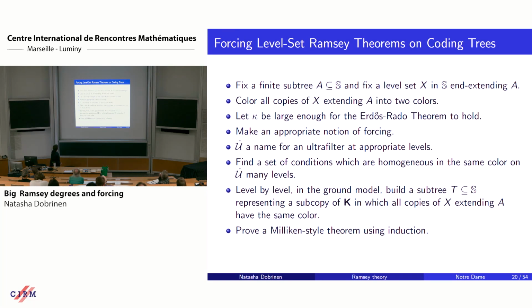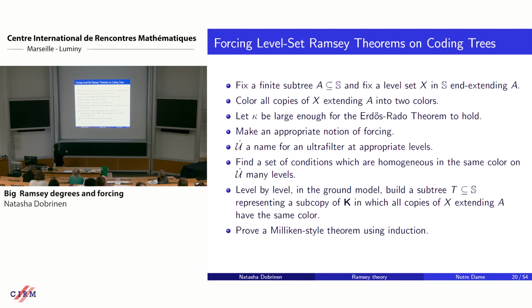All right, so forcing analogs of the Halpern-Läuchli theorem for coding trees go in this process, where you've fixed a finite subtree, and then you're fixing a level set, and you're coding all the copies of those level sets that have the structure that you care about so that you can get the coloring theorem for the big Ramsey degrees.